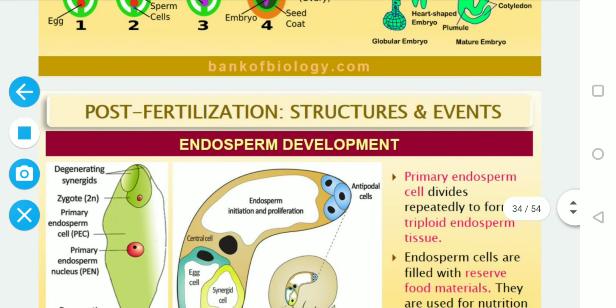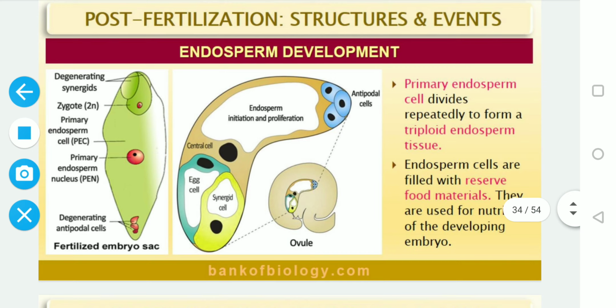First one is the formation of endosperm, or we can also say endosperm development. For the purpose of understanding, in the middle we have given an additional diagram, but on the left side is the textbook diagram. You can observe both, so that you can easily understand the formation of endosperm topic. So after the fertilized embryo sac, what will happen? What are the events? As given here, the primary endosperm cells start dividing repeatedly to form a triploid endosperm tissue.